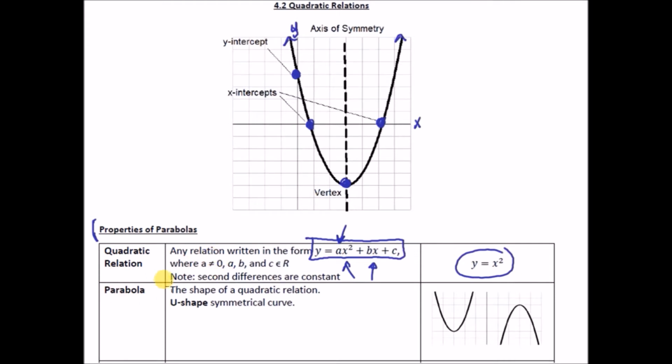Okay, now the shape of a quadratic relation is called a parabola. So it's actually a shape. So if you're like, oh, my favorite shape is square or circle, no, well, now you can consider a parabola a shape, okay? And so it's the U shape, it's a symmetrical curve. So we talked about symmetry here, and then you can either call it the happy face or the sad face.